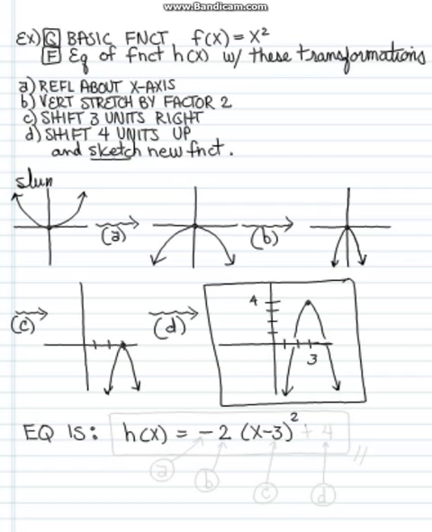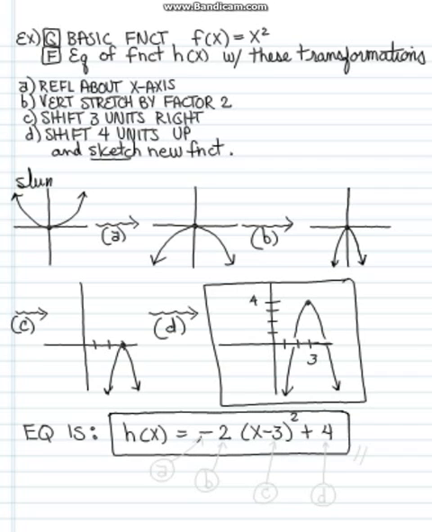Then we take the basic x squared and we subtract 3 from within the evaluation of the function. That's part C, the shift 3 units to the right. Remember, when you subtract from the x, you shift to the right. When you add to the x, you shift to the left. And then for the shift 4 units up, we add the 4 on the outside of the basic function's evaluation.